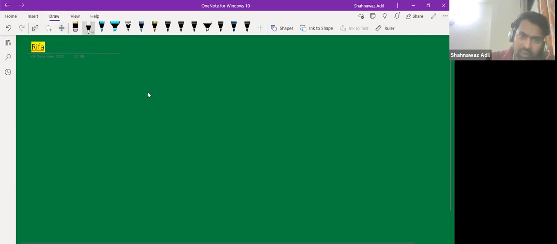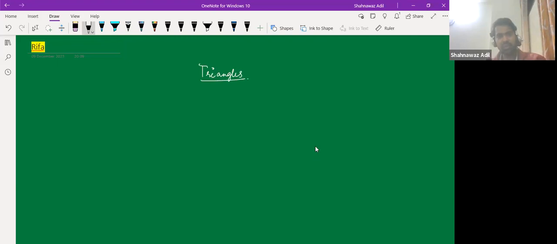Okay, so triangles, right? Before we do that, do you remember two properties of the triangle? But before we do that, let us talk about the parallel lines. These are the preliminaries that we require. Right, so parallel lines.